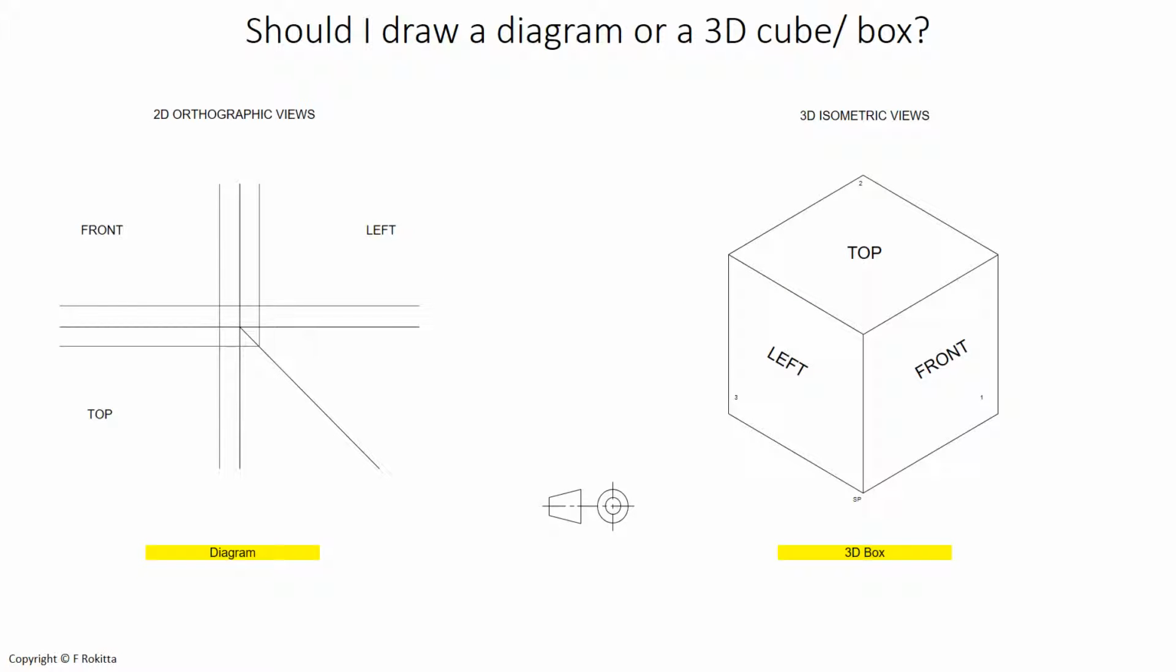Should I draw a diagram or a 3D cube? On our left hand side, we see the 2D orthographic diagram. Here we will draw the 2D representation of a model, where we have the front, top and left view for first angle. On the right hand side, we see the 3D cube, which will represent the top, front and left view of the model, and that is what we will be drawing if we need to draw an isometric view.